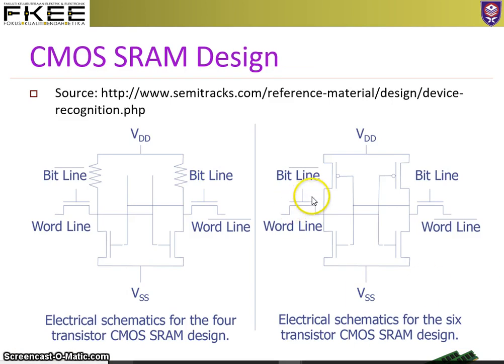This is another SRAM design. In this example, they use a resistor, but the resistor will take much more area, because if you want to fabricate the resistor you will take more silicon area. So usually we don't use this, we use a transistor. Okay, this is the 6T.